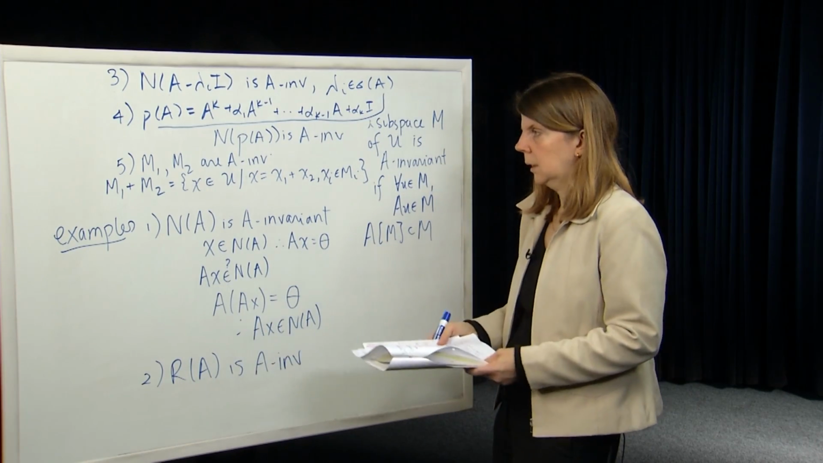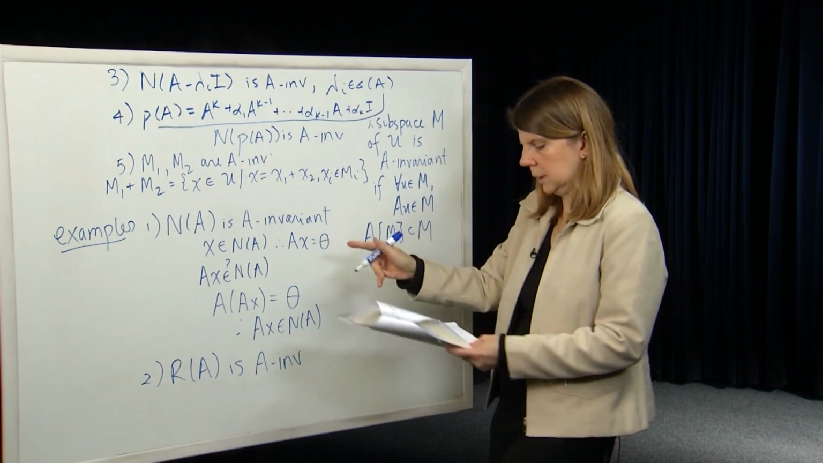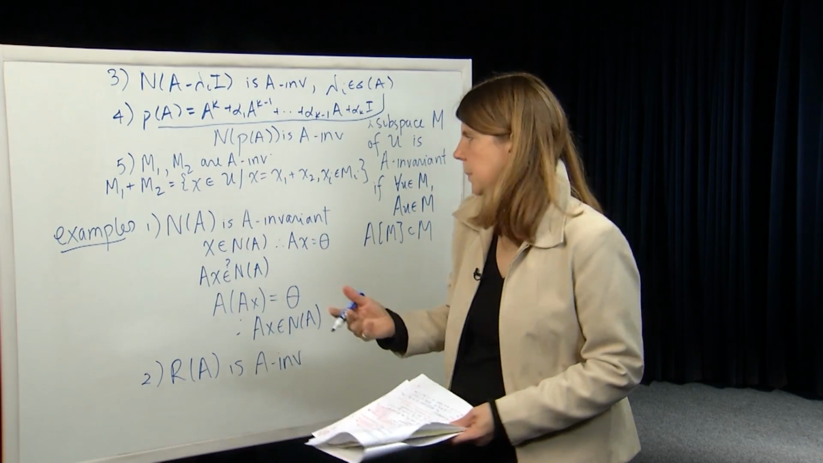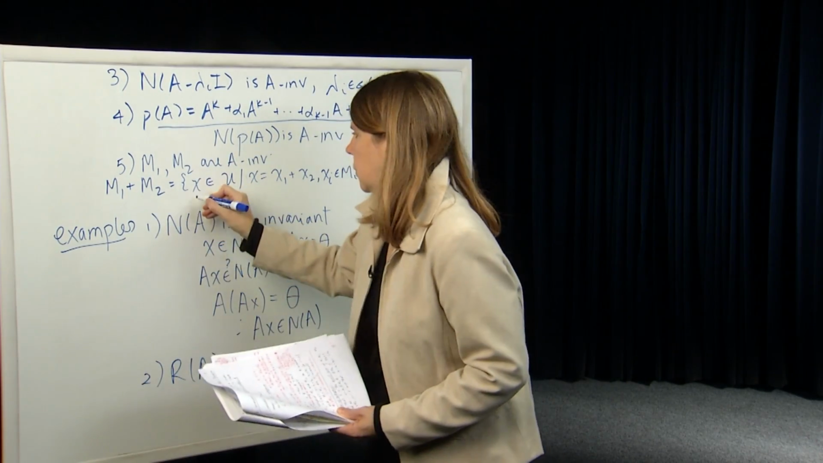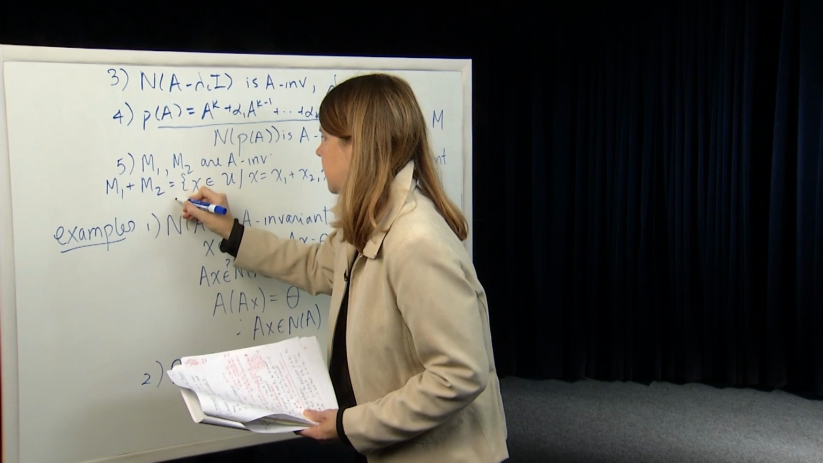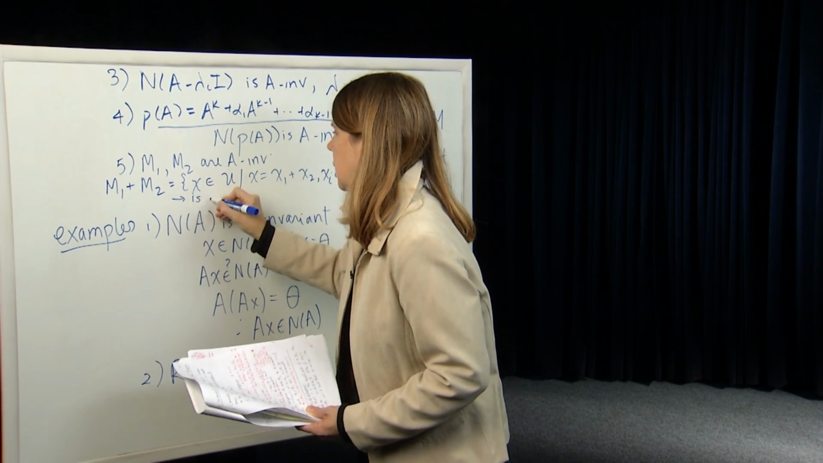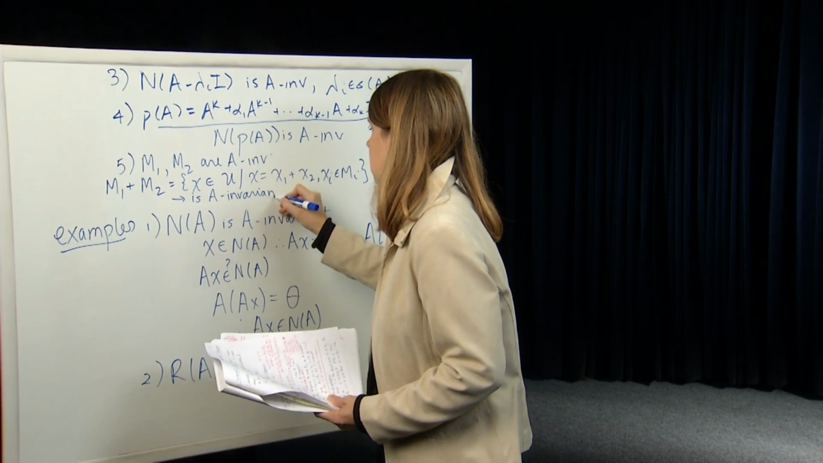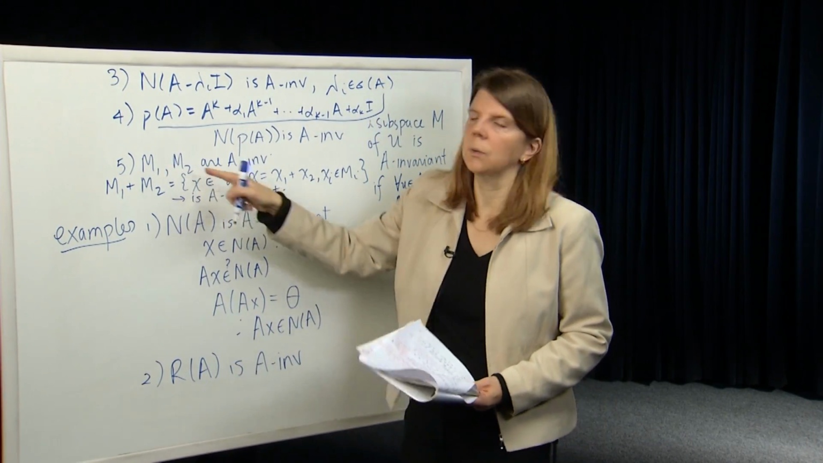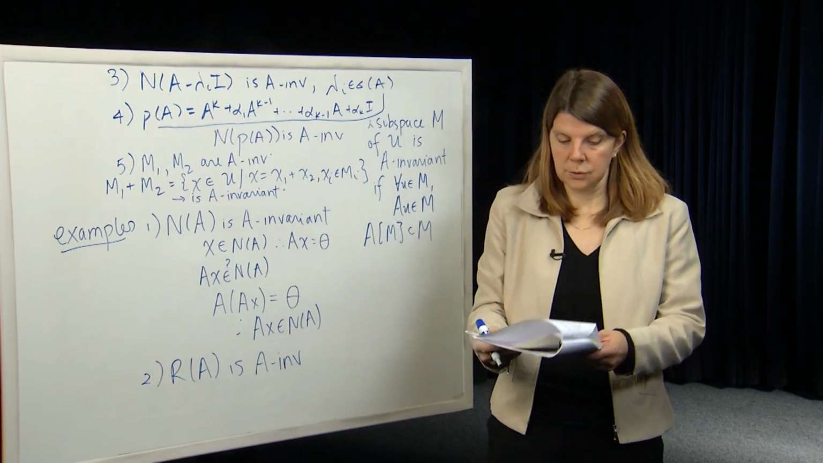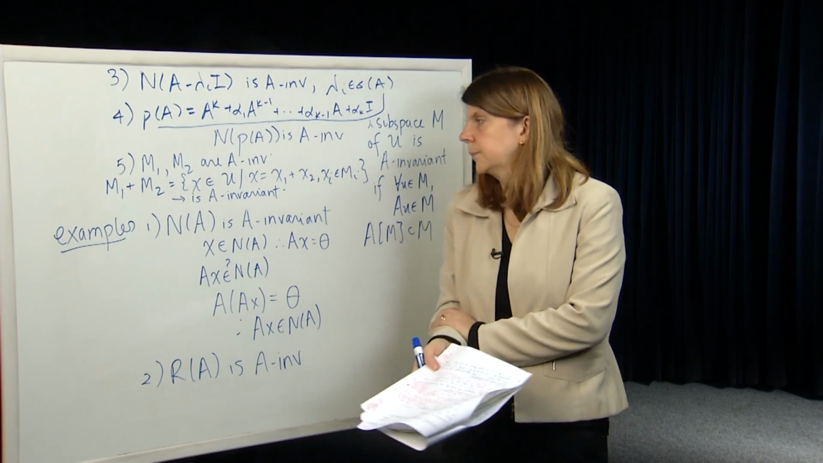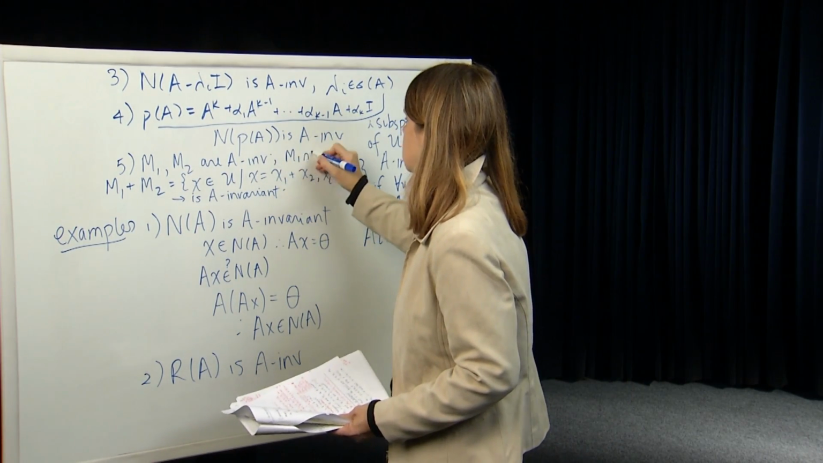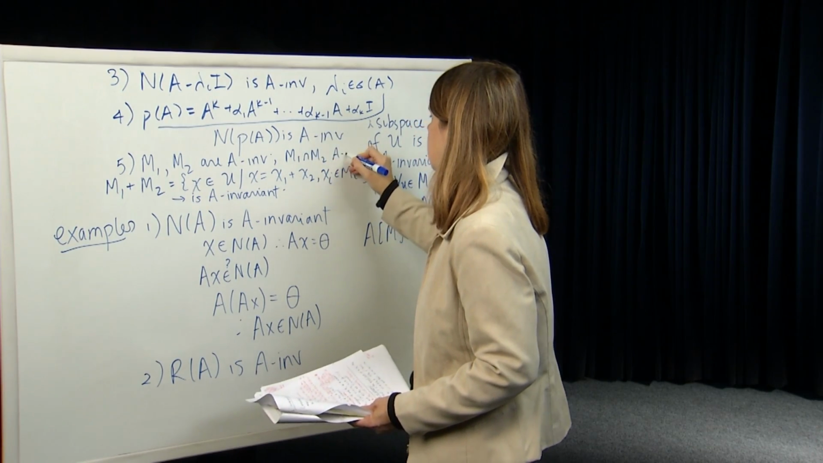Then we can think about this as the sum of two subspaces. Then we can show that this is A invariant. So M1 plus M2 is A invariant. Also, if M1 and M2 are A invariant, their intersection is going to be A invariant. So M1 intersect M2 is A invariant.